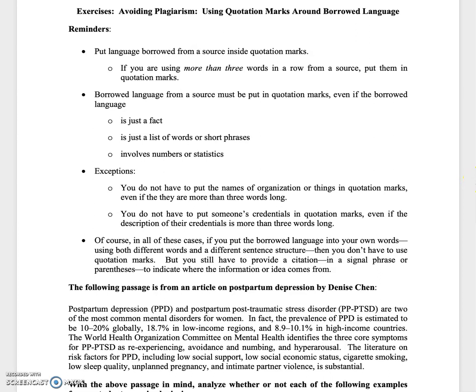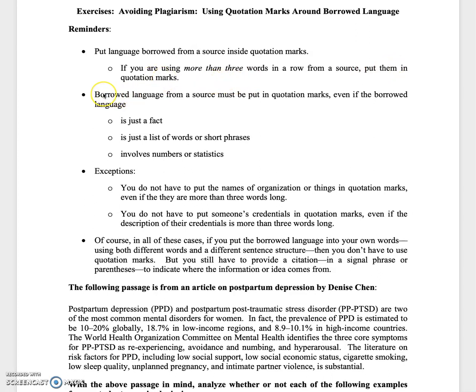In this video, we're going to discuss how to avoid plagiarism when you're using borrowed language from a source. Borrowed language means the exact language that the source uses. Of course, the main point is that you want to put borrowed language or exact language from a source inside quotation marks. A good rule of thumb is if you are using more than 3 words in a row from a source, put them inside quotation marks.